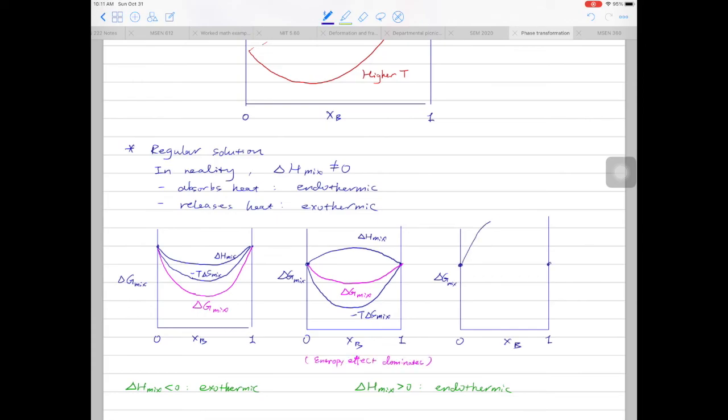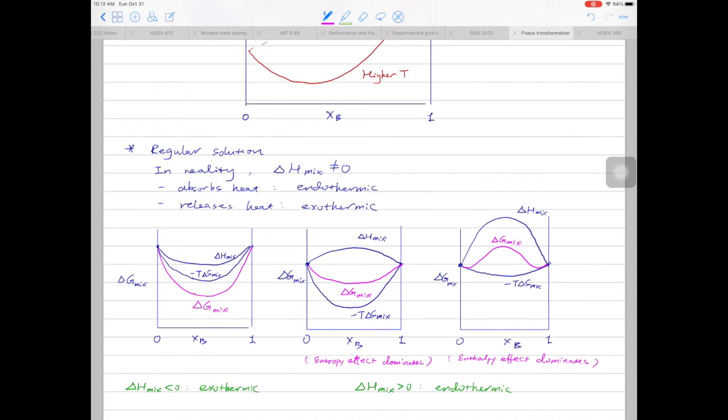In a different system, if the Gibbs free energy increase from enthalpy is substantial, but the Gibbs free energy decrease from entropy is minor, then the Gibbs free energy will look like this. From the curve, you can see that as you add more B into A, initially there's a decrease in the Gibbs free energy, then very quickly there's an increase in the Gibbs free energy. Then as you get more and more into the B-rich end, the Gibbs free energy will decrease again.